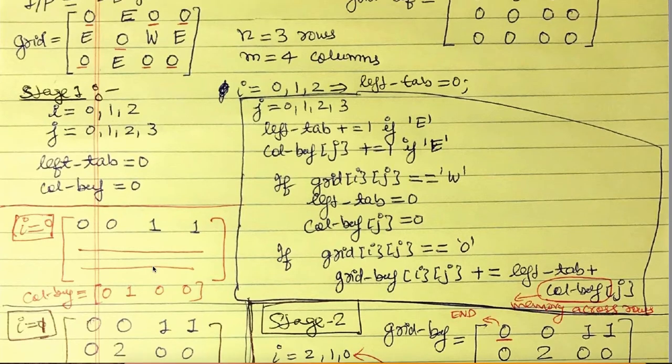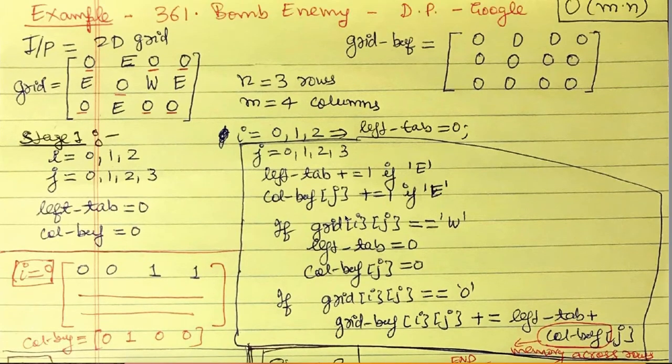I just wrote column buffer equals 0, but actually this is 0, 0, 0, 0, 4 times 0. So we will look into the grid values, not grid buffer, and we will update grid buffer by looking at the grid values. So we see 0, 0. So when we have 0, what we do is add left tab and column buffer to the grid value. So grid value was 0, left tab and column buffer are both 0, so it stays 0. For E, we do nothing. So grid buffer is not updated for E or W, so it remains the same 0.